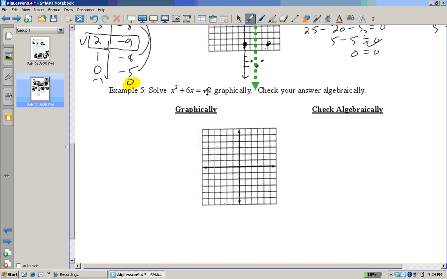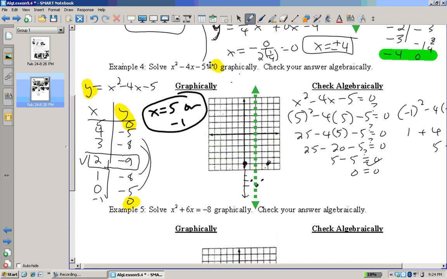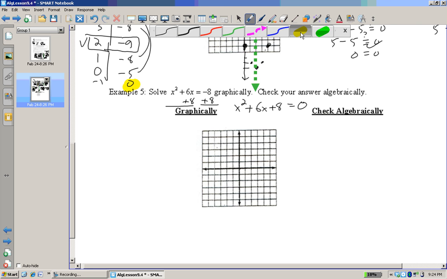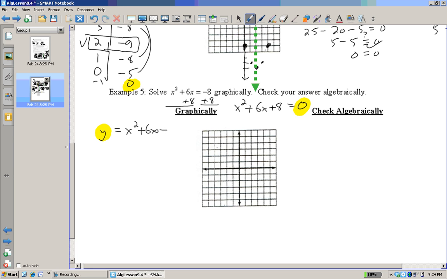First of all, I want to solve it graphically. A part of that is that I'm going to have to try to get a 0. Notice that in the last example, we had 0 already set up for us. Here, we're going to have to do a little bit of work. We're going to have to add 8 to both sides so that we get x squared plus 6x plus 8 equals 0. Now, we have 0. We want to replace that with y. So y equals x squared plus 6x plus 8.